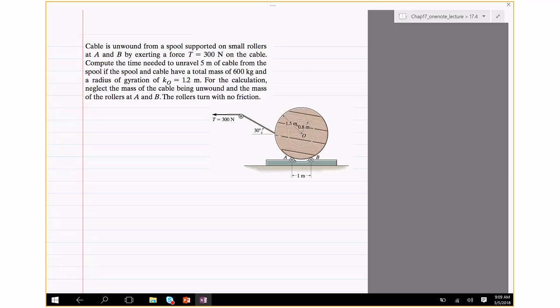The way we set it up is this class and the next class is about chapter 17. So we actually get an extra class. I'm going to finish up where I left last time. I couldn't finish the last problem, so I'll do this and I'll get to 17.5, which is on general planar motion.